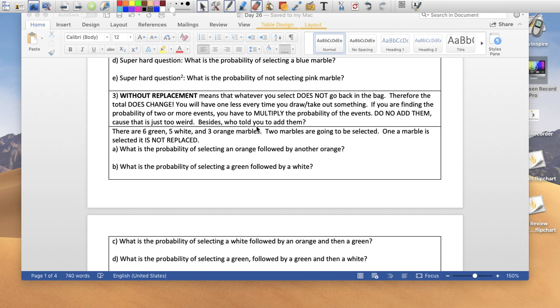If you find the probability of 2 or more events, you have to multiply the probability of the events. Do not add them, because that is just too weird. Besides, who told you to add them? And I mean that question. Where are you getting the adding from?